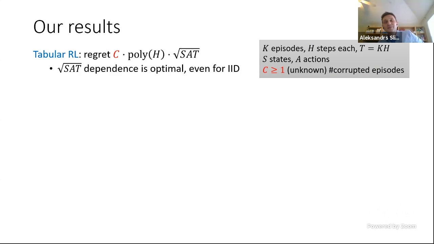The main result is that essentially we match the optimal regret bound plus a term proportional to C, the number of corrupted episodes. And again, it's not known in advance. By the way, tabular just means that we don't make any structural assumptions, and we just obtain regret bounds in terms of S, A, and T.